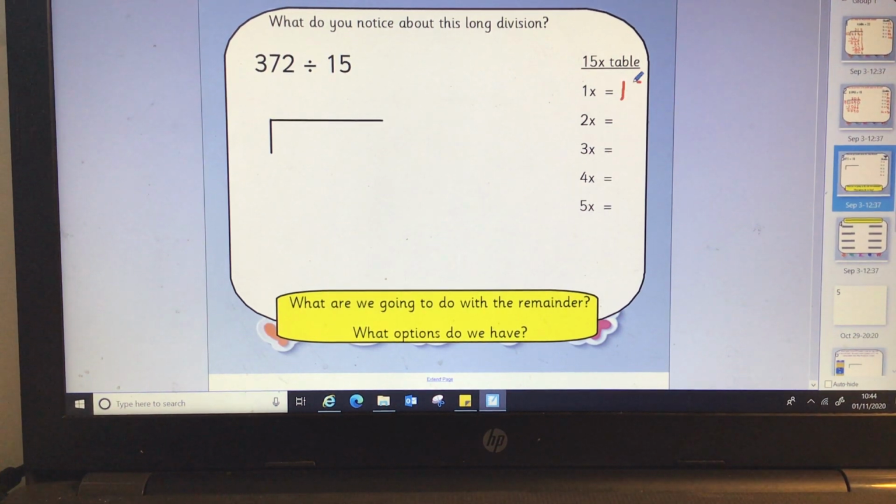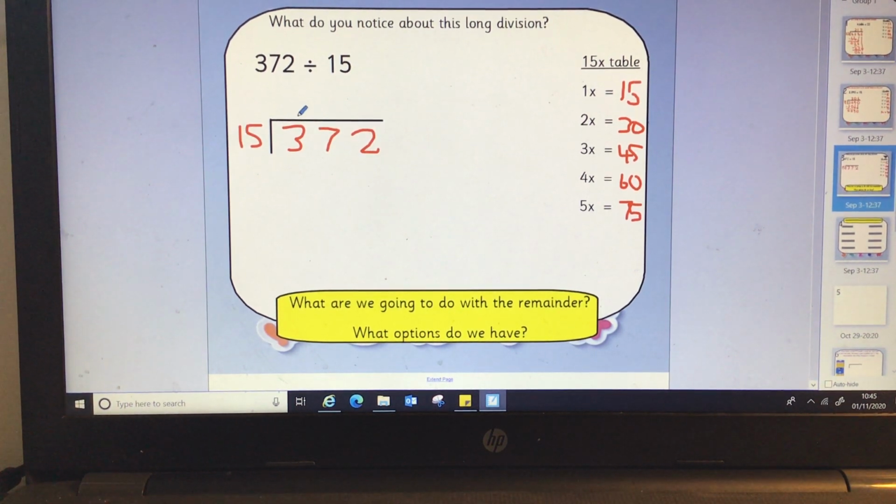Let's fill in our question anyway. 1 lot of 15, 2 lots of 15, 3 lots of 15, 4 lots, 5 lots. Put our 15 before the bus stop and put our number under the bus stop.